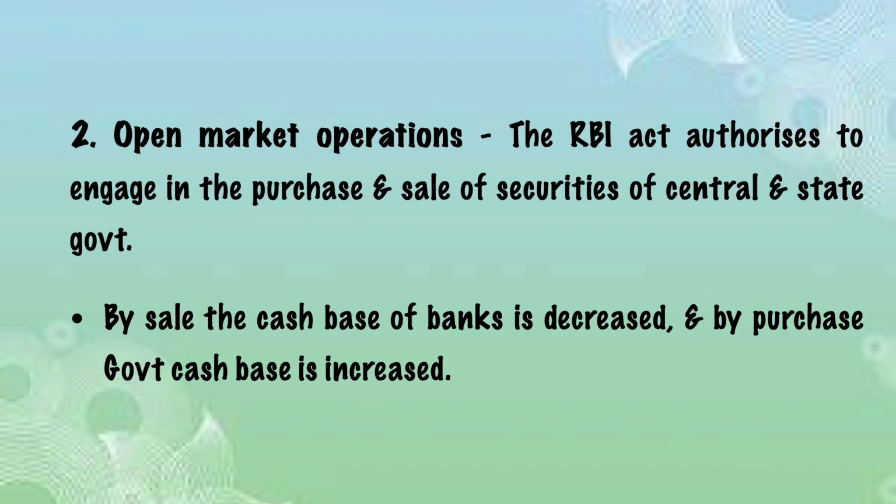The second one, open market operations. The RBI Act authorizes it to engage in the purchase and sale of securities of central and state governments. By sale, the cash base of banks decreases, and by purchase the cash base increases. Now open market operations means that the government or the RBI Act has the authority to do what? To engage in purchasing or selling securities of whom? Central and state governments.